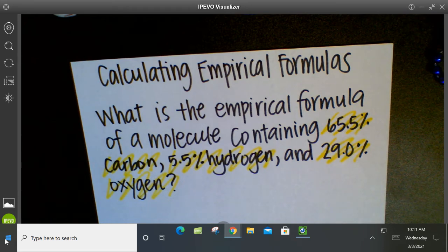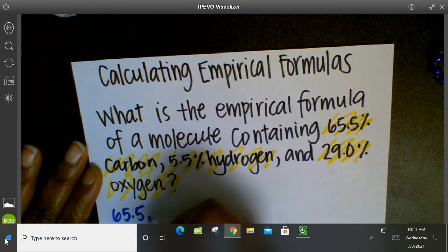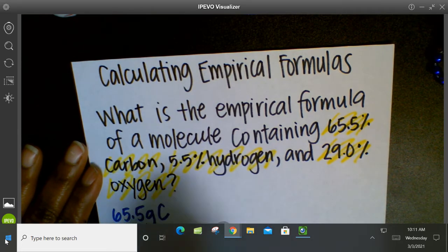Well, if you add up all the percentages, you should get 100. And we're just going to substitute that percent symbol for the G for grams. Okay. And from there, we can do all of our calculations. So 65.5% carbon becomes 65.5 grams of carbon. 5.5% hydrogen becomes 5.5 grams. And then we have 29 grams of oxygen.